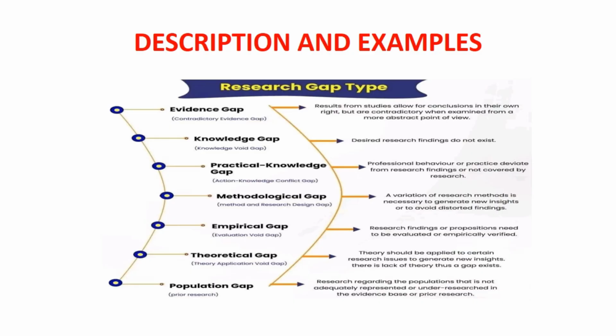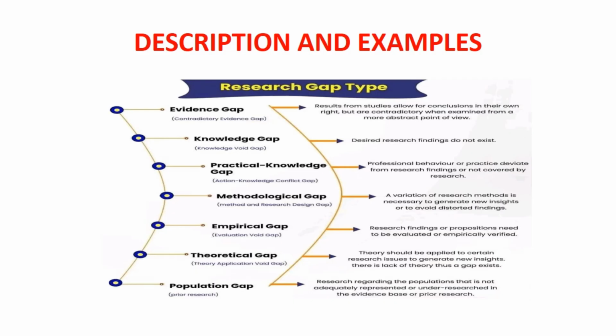Then number six is theoretical gap. Theory should be applied to a certain research issue to generate new insight. There is a lack of theory, thus a gap exists. So this is like theory-generating research. Also similar, maybe the topic is new, so we need theory to discuss the issues, and therefore we need research.